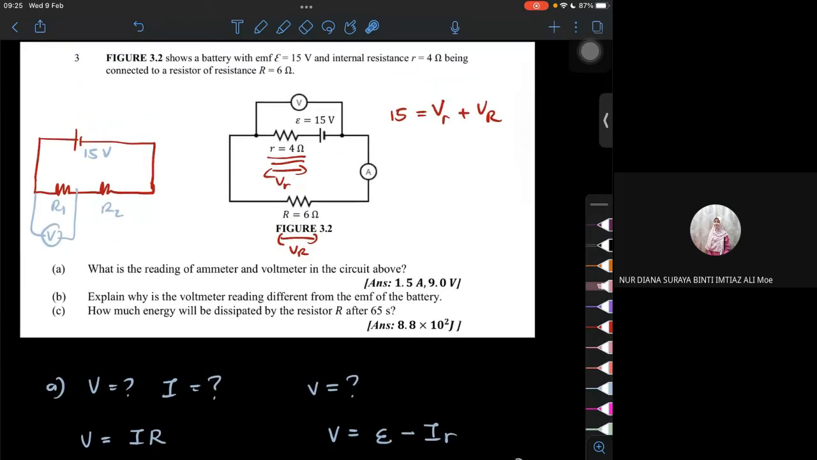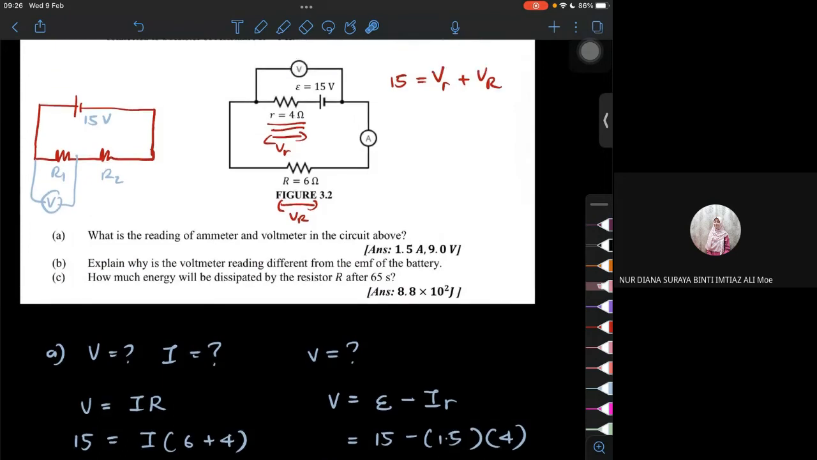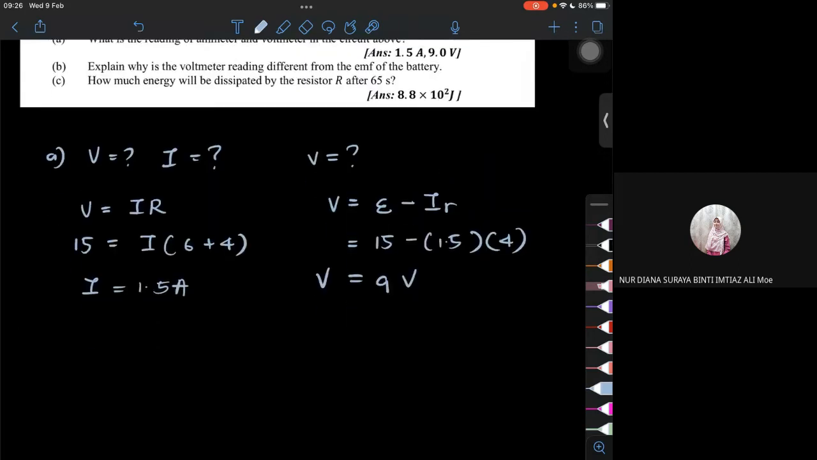We want to find how much energy will be dissipated by the resistor R after 65 seconds. Okay, so soalan ni dia gabung dua subtopik sebenarnya. So kita akan gunakan Ohm's law dekat dalam soalan ni, dan juga kita akan gunakan the subtopic energy and power. So we want to find what is the energy by the resistor R, which is this resistor after 65 seconds. Okay, we want to find energy, right? Soalan C.